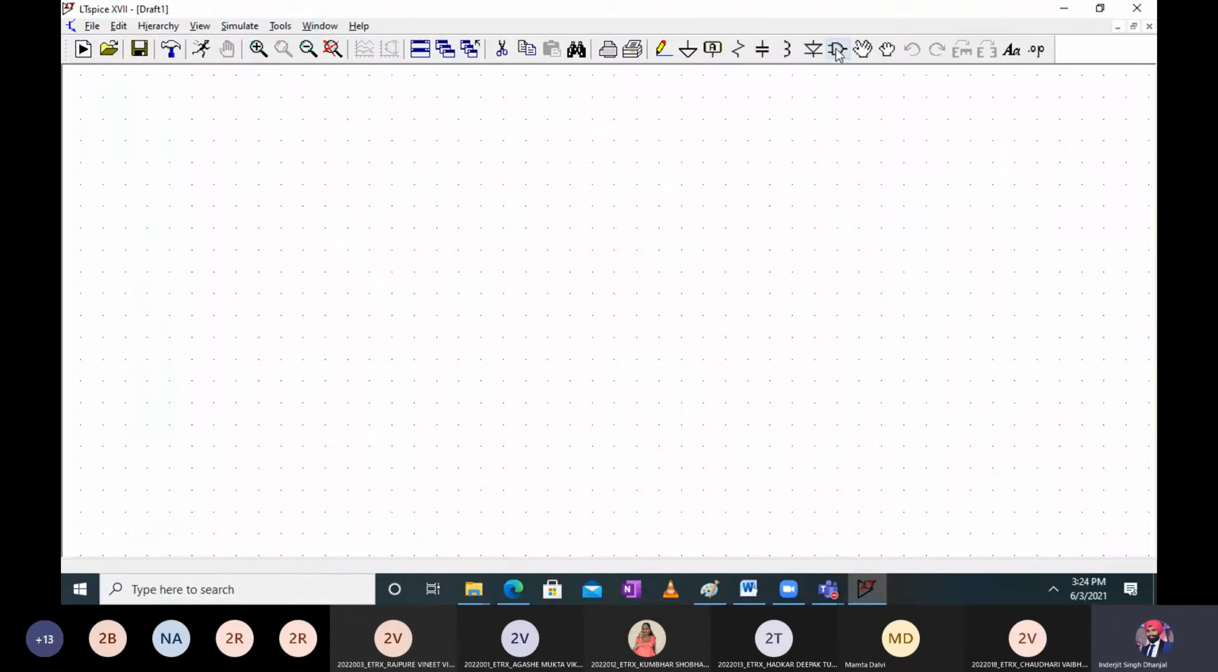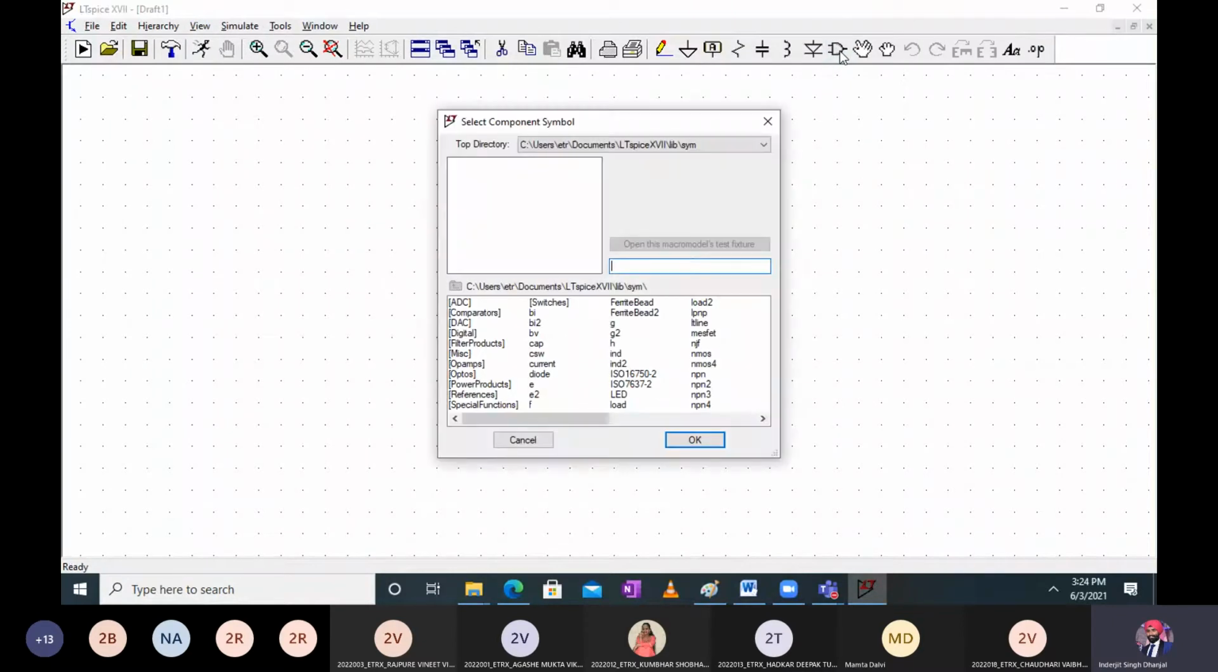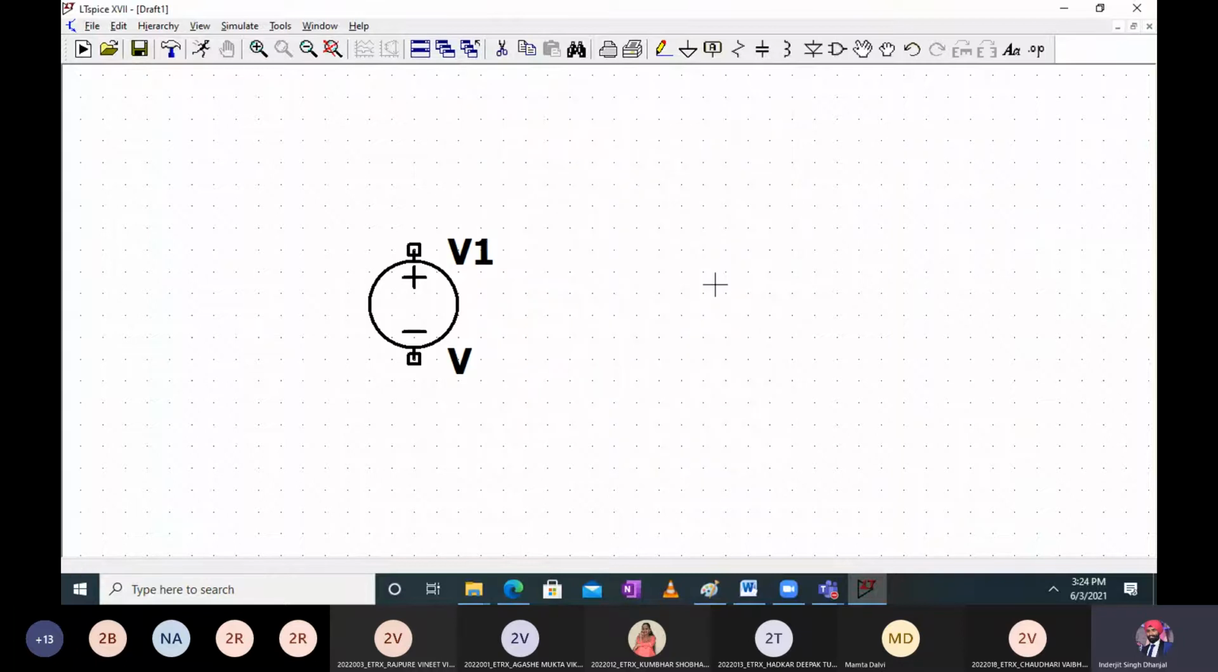Then this is my component section. From here, click on it and select type voltage. Automatically the voltage has come. Place it onto the screen and press escape. Next we want a diode. So we'll take a diode and connect it. You can do Control R to rotate the diode. I'm connecting it like this.